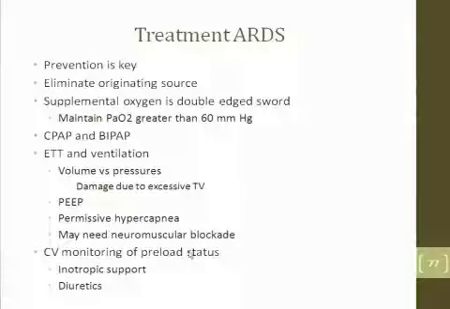Supplemental oxygen is really a double-edged sword. In our ICU, we maintain a PaO2 greater than 60, and that's all we wanted. At 60, we were happy. As long as the person was 90% saturated, we were sitting pretty. We accepted that. And we didn't try to drive them almost to 100% saturation, which would drive your oxygen levels to really, really high. CPAP and BiPAP are very effective in allowing the person not to collapse their lungs.